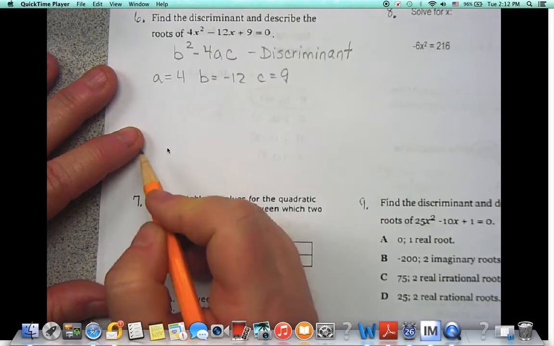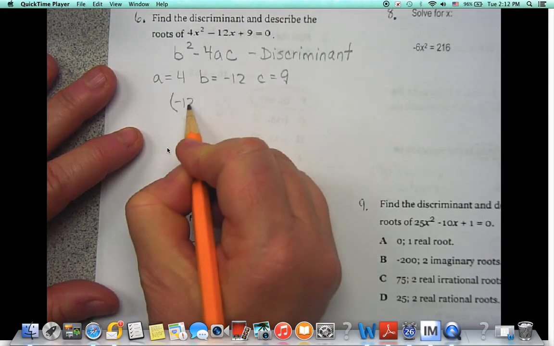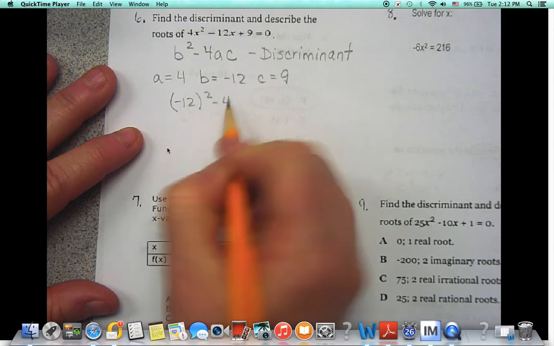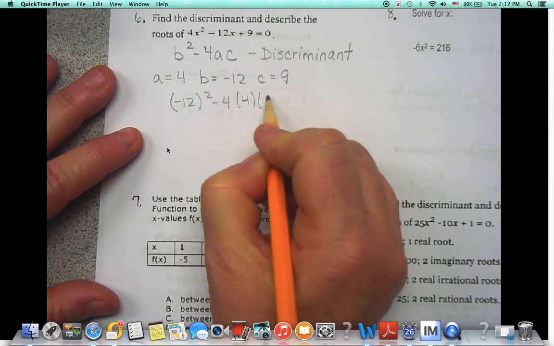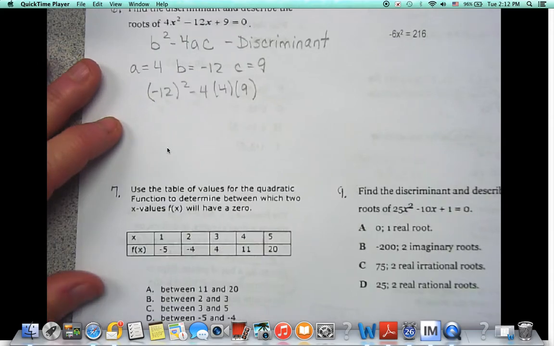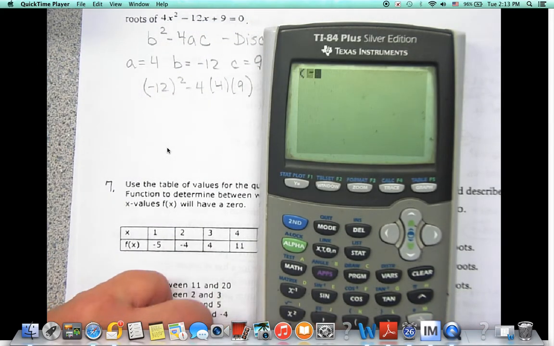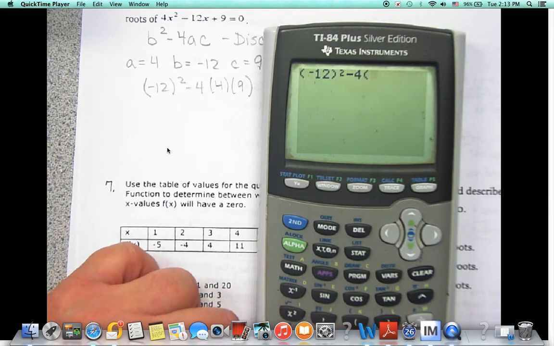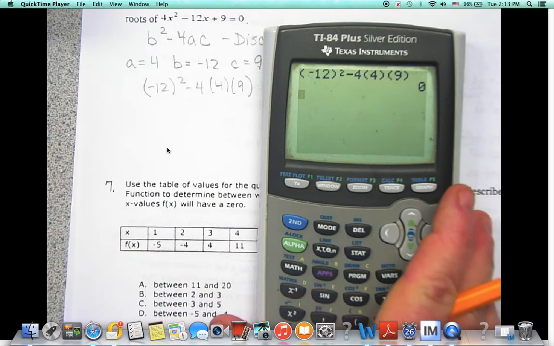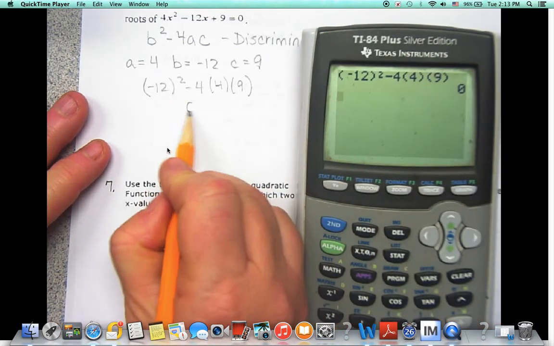So we're just going to plug in negative 12 squared minus 4 times 4 times 9. So parentheses negative 12 squared minus 4 parentheses 4, 9. What does that equal? 0.